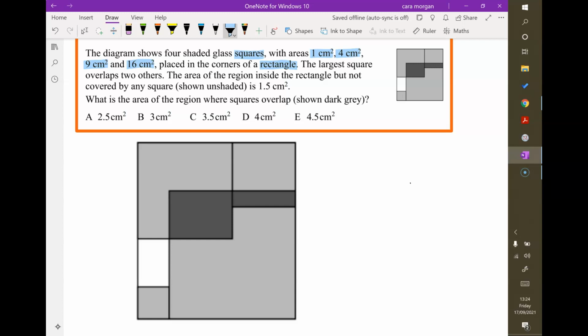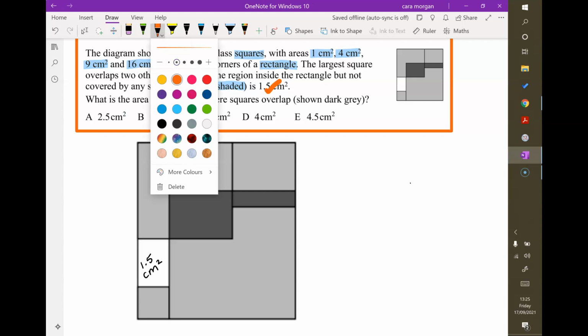It tells me a few other facts. It tells me that the area of the region inside the rectangle, but not covered by any square, shown unshaded, is 1.5 centimetres squared, sorry. So I think I'll put 1.5 centimetres squared in there as one of my clues. And I'm going to tick that off to show that I've just done that one. I'm going to make that a little bit narrower.